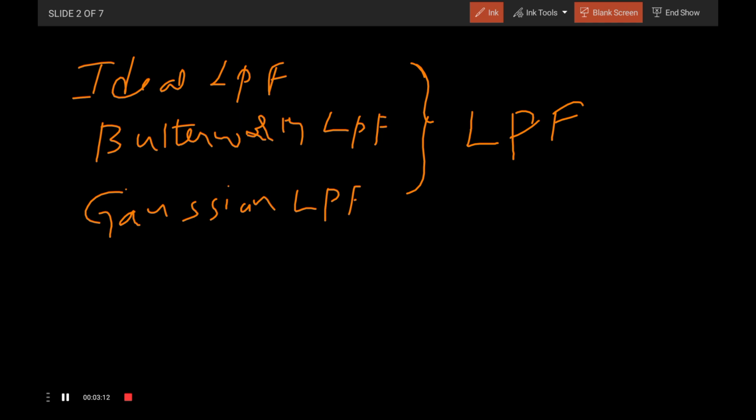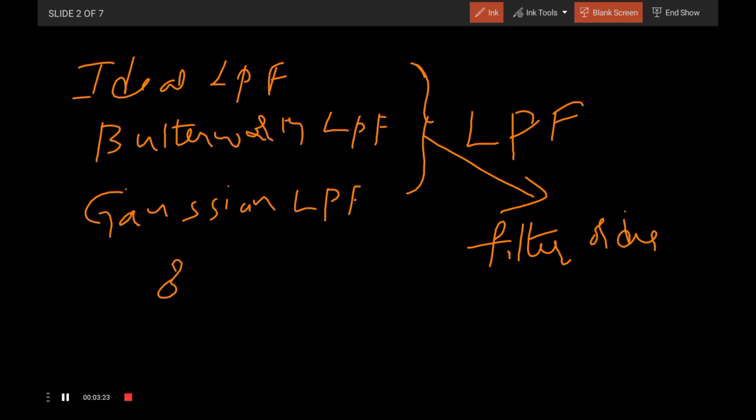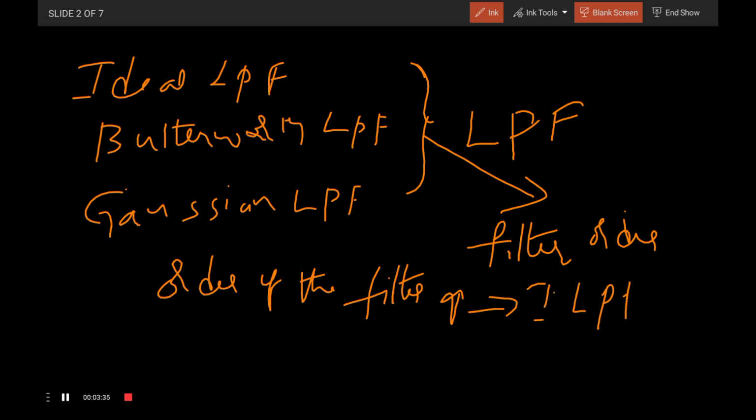For the Butterworth low pass filter, it completely depends on the filter order. Filter order is very important. If the order of the filter increases, it approaches the ideal low pass filter. If the order of the filter decreases, it approaches Gaussian characteristics. These are some of the characteristics of the Butterworth filter. Let us move on to the next one.